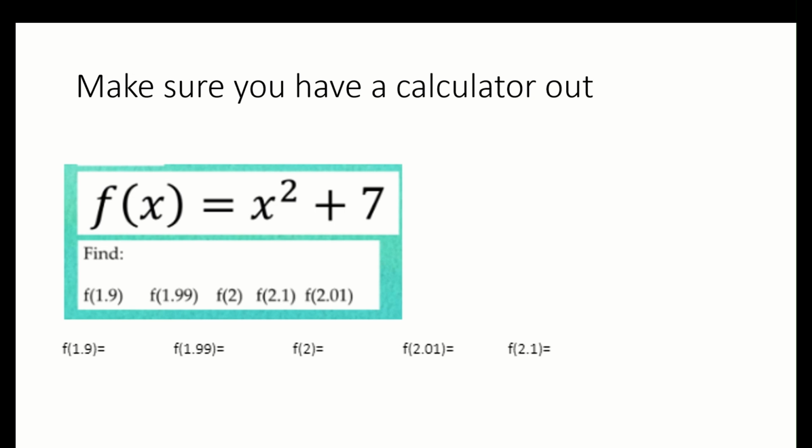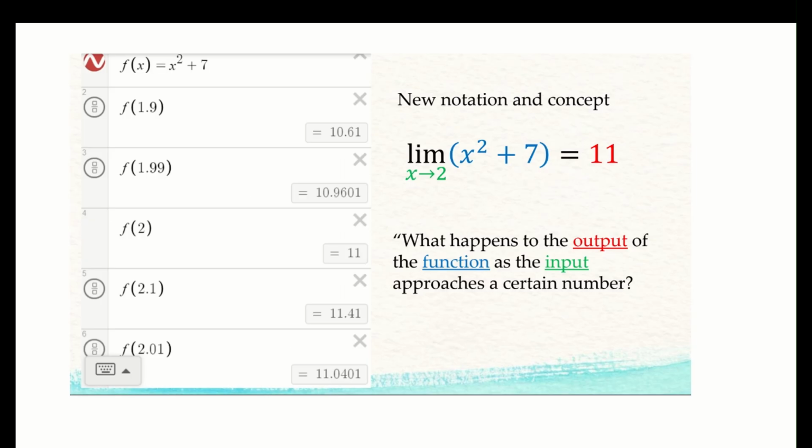And here's what you should have been getting, 10.61 all the way down to 11.0401. And what we just did here is we took a limit as x approached 2 for this function x squared plus 7. So you should pause the video and take a second to write down this text on the right side of the screen. We have our new notation, and this notation is used to show that we're going to take our input and allow it to approach a certain value, and then the limit itself is going to tell us what happens to the output. In this case, it's 11. So pause the video and write this down.